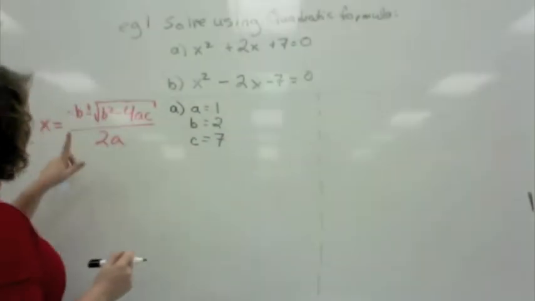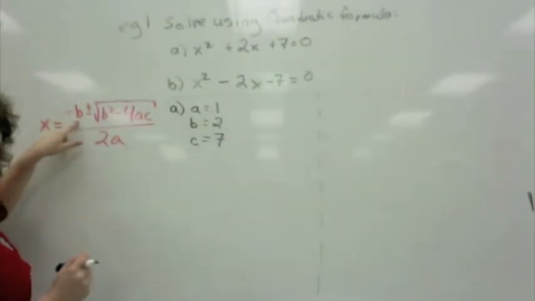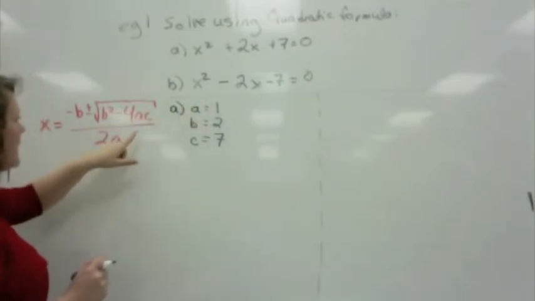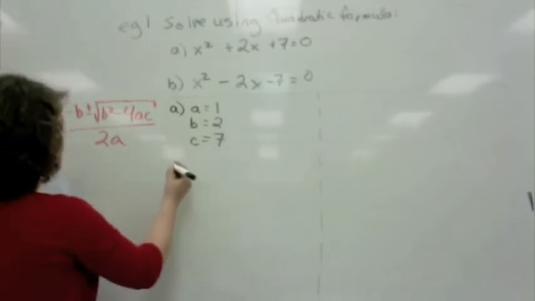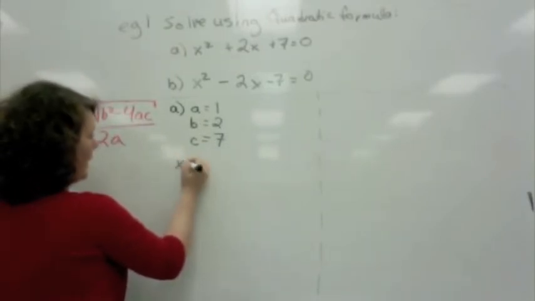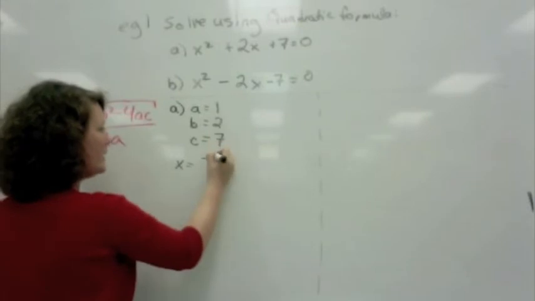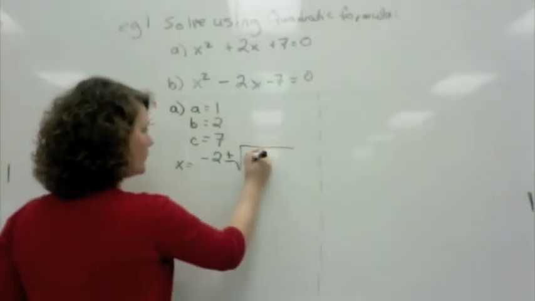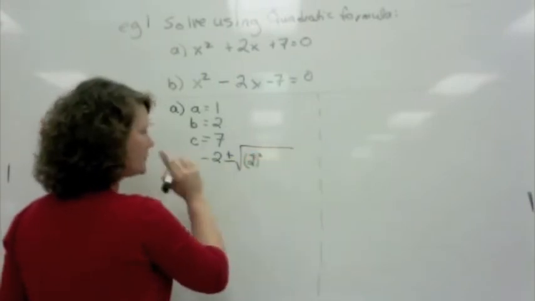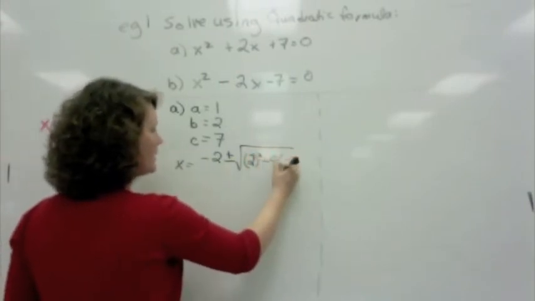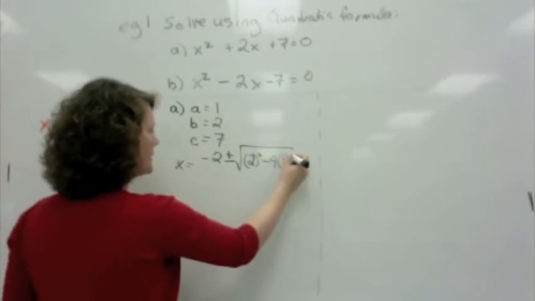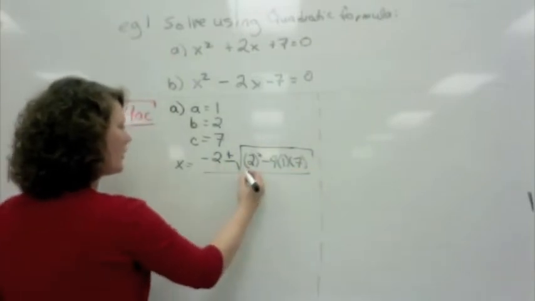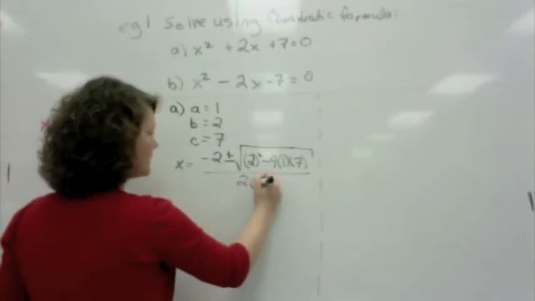So what I want to do is plunk it into here. Wherever I see a B, I'm going to use 2. Wherever I see an A, I'm going to use 1. Whenever I see a C, I'm going to use 7. So x equals negative B, negative 2, plus or minus the square root of 2 squared minus 4 times A, which is 1, times C, which is 7, all over 2 times 1.